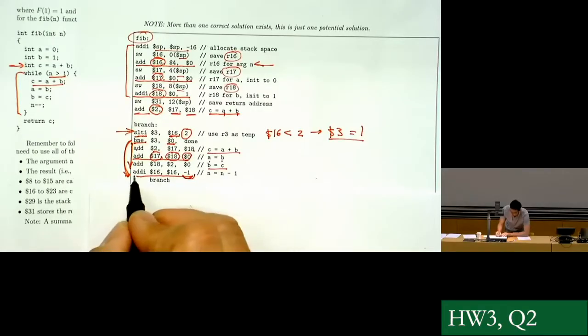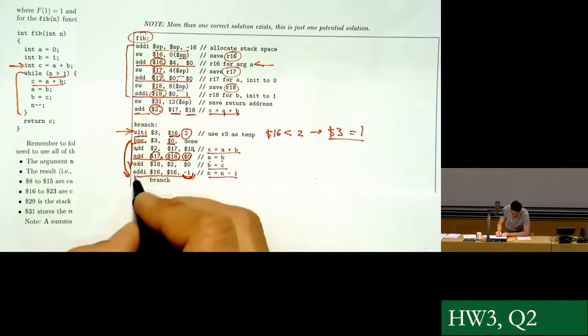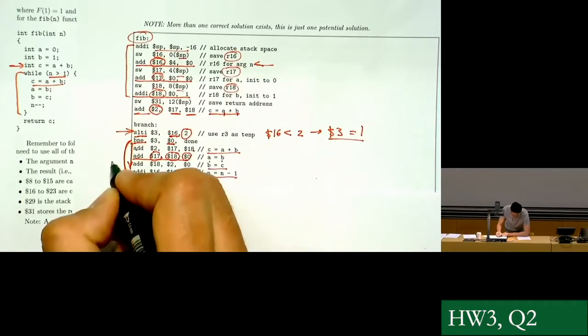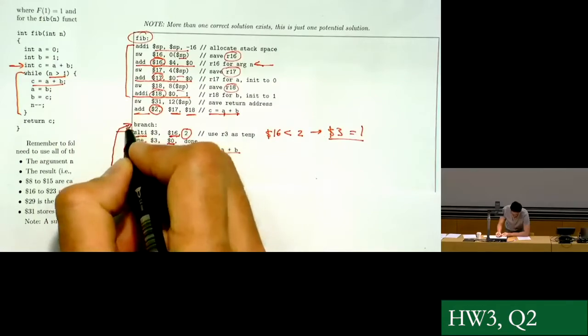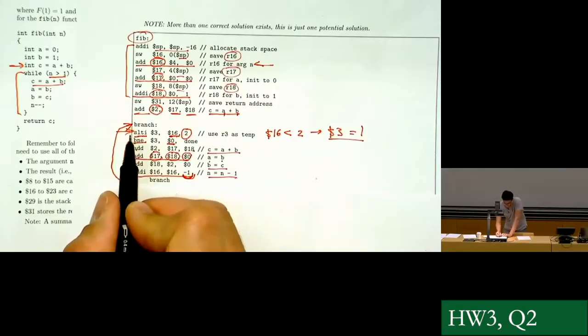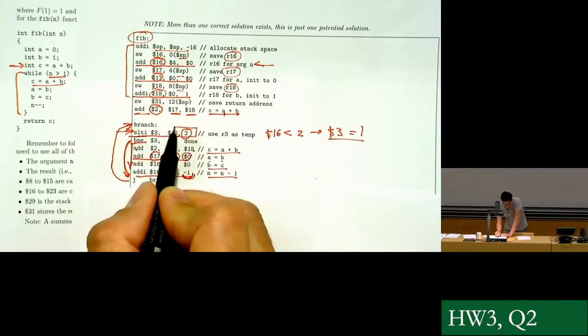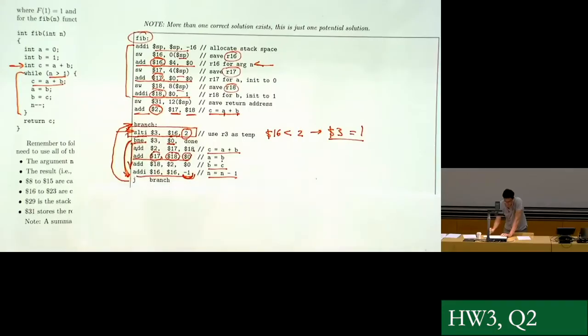This is immediate addition of -1 to decrement n. Right after that, we have this unconditional branch, this jump instruction, to start again and evaluate again the content of register 16 that contains n. So we repeat this as many times as needed.